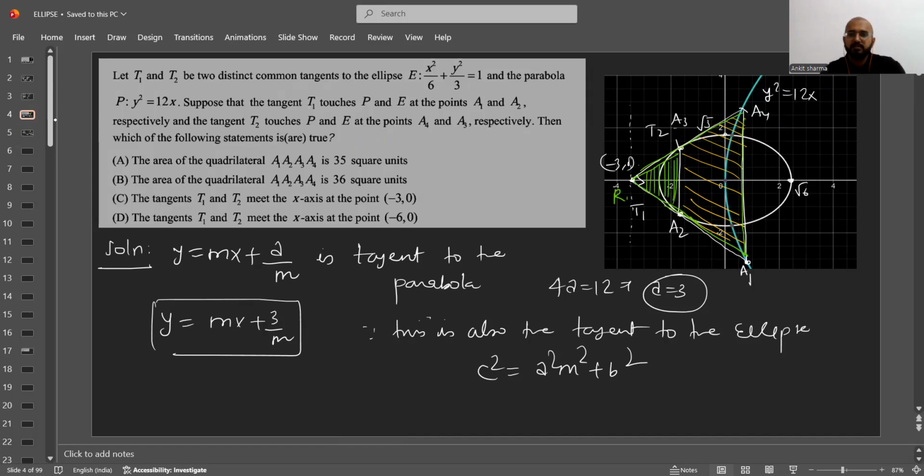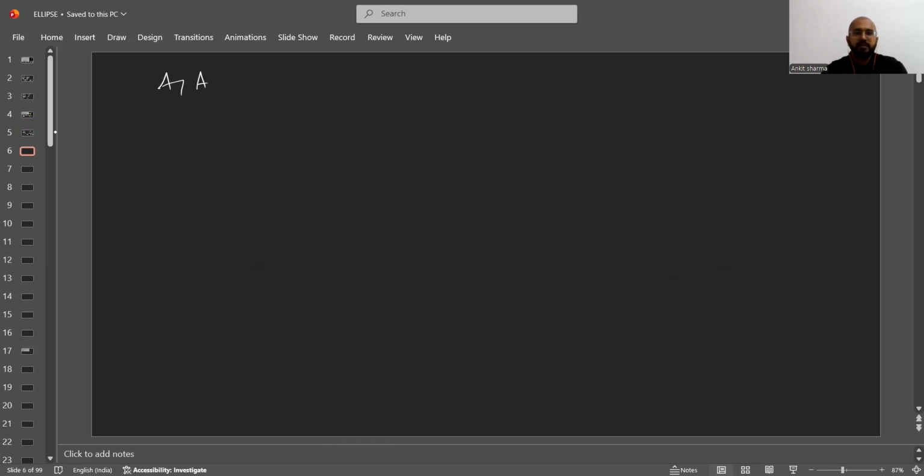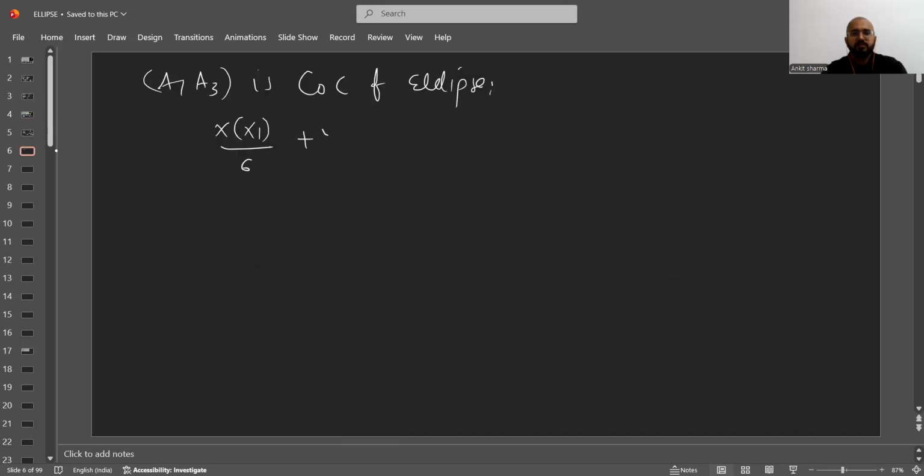Now we need the area of this little yellow triangle. So for this yellow triangle, we need to get the equation of A2 and A3, which turns out to be the chord of contact of the ellipse. So A2, A3 is nothing but the chord of contact of the ellipse. So for the chord of contact of the ellipse, we have here x1 by a square, a square is 6, and b square is 3. Okay, 6 plus y1 over 3 is equal to 1.